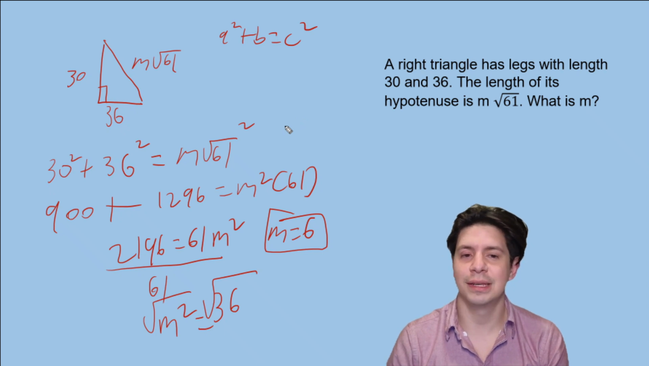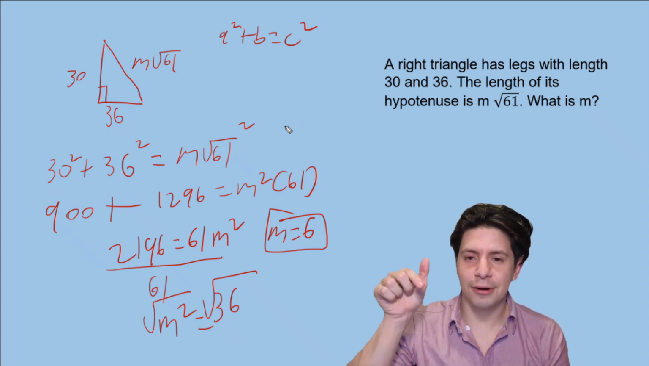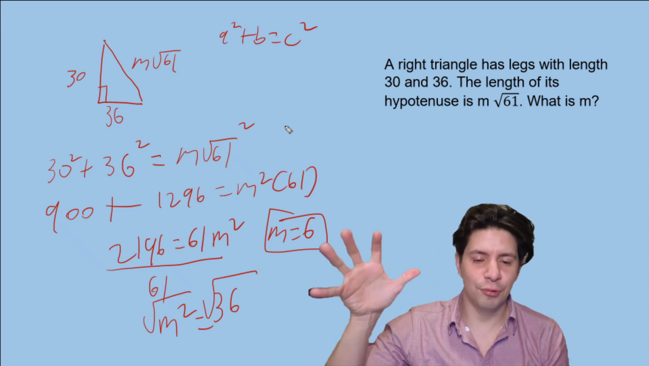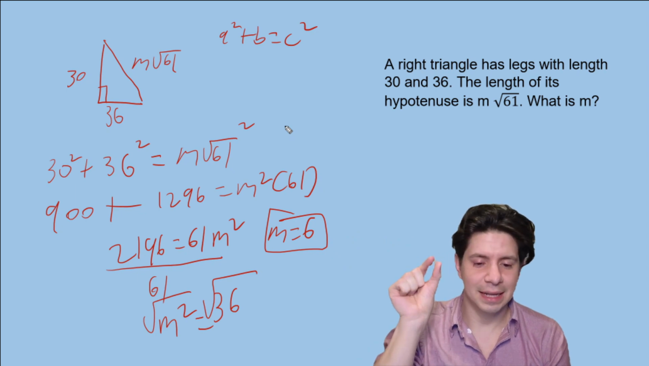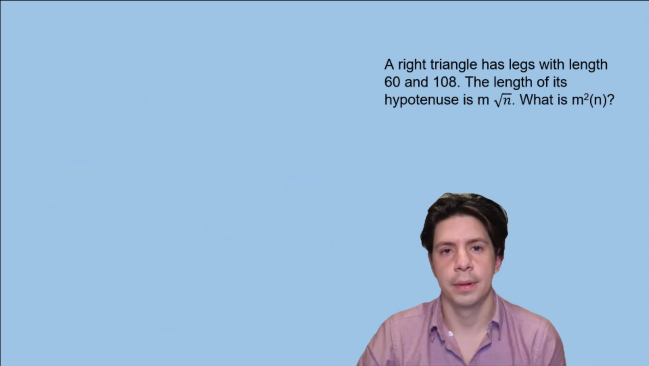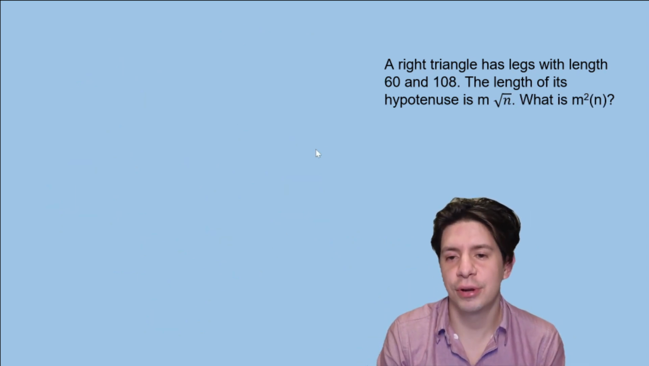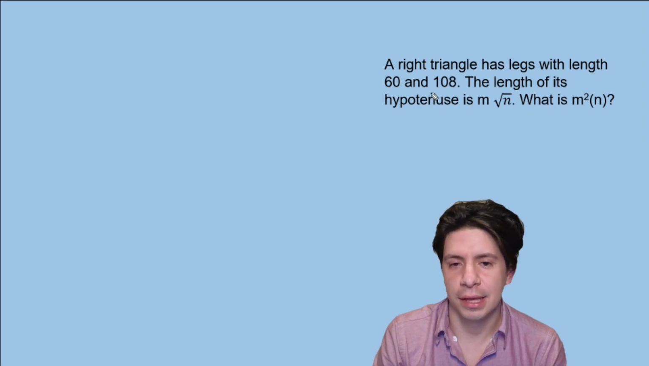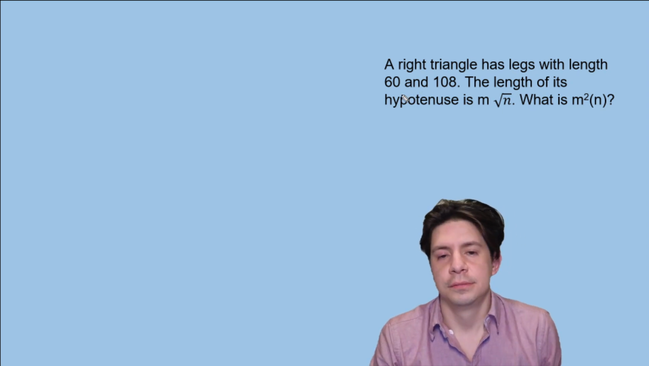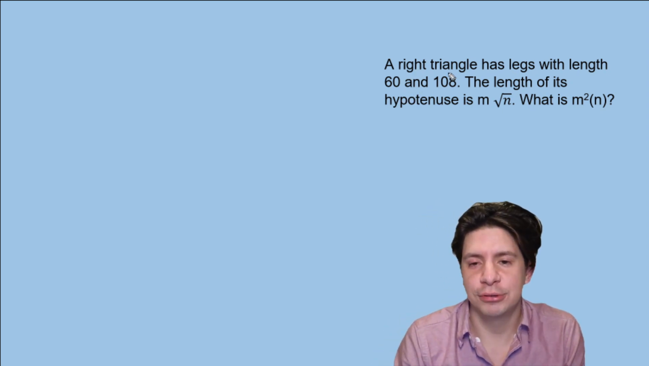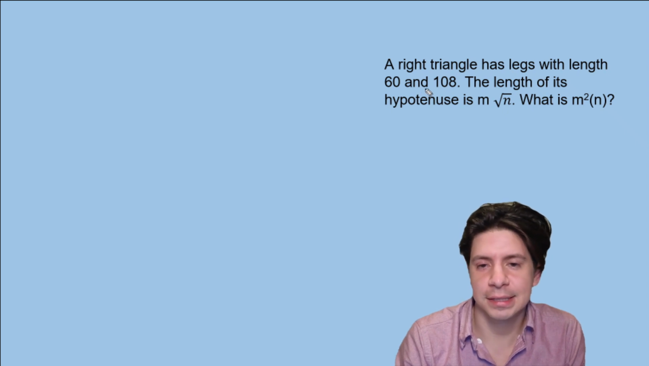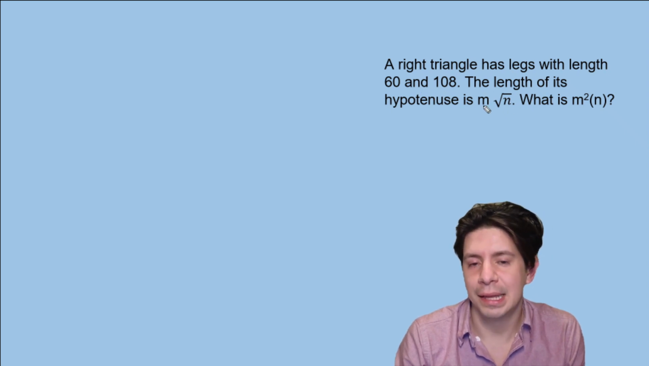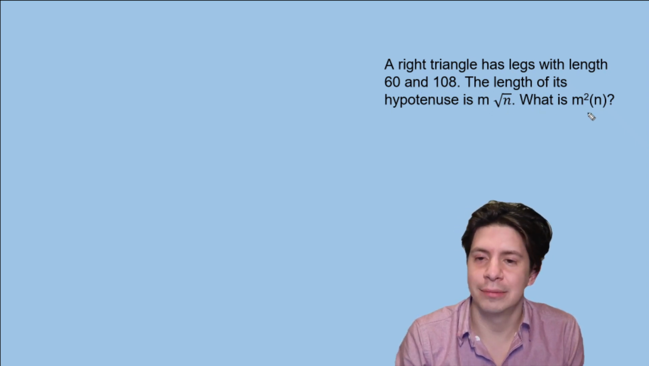All right, let's try the next one. Just a little bit harder. For some people, it'll feel a lot more abstract, but it's really just a tiny bit harder. Let's try it out. So in this one, right, we have a right triangle, has legs with length 60 and 108. The length of its hypotenuse is m root n. What is m squared n?